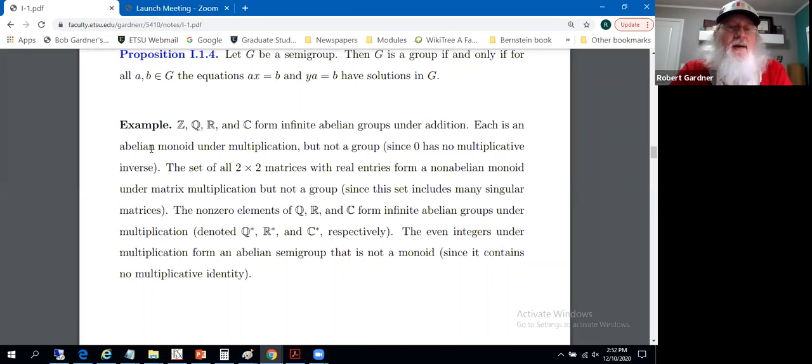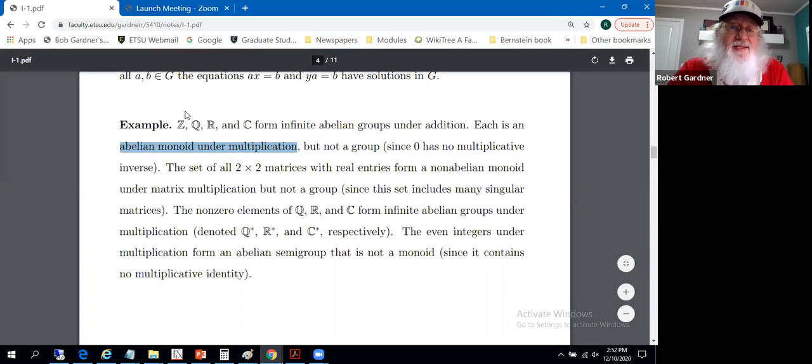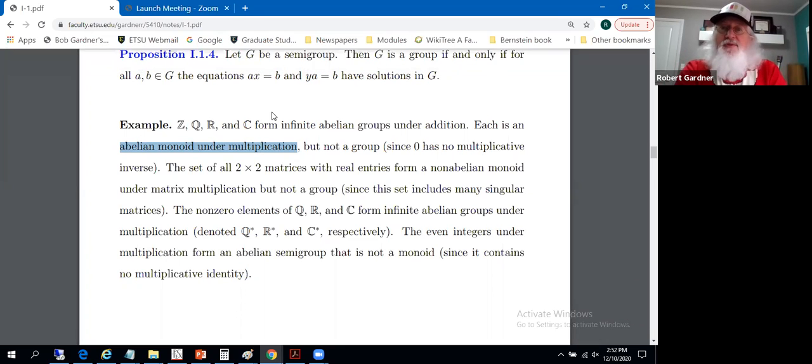Each is an abelian monoid under multiplication. Okay. Multiplication is definitely a binary operation. Multiply 2 of these numbers together and get another in that respective set. Product of 2 real numbers is a real number, for example. Product of 2 complex numbers is a complex number. Could also be a real number as far as that goes, but that's encompassed by the complex numbers.